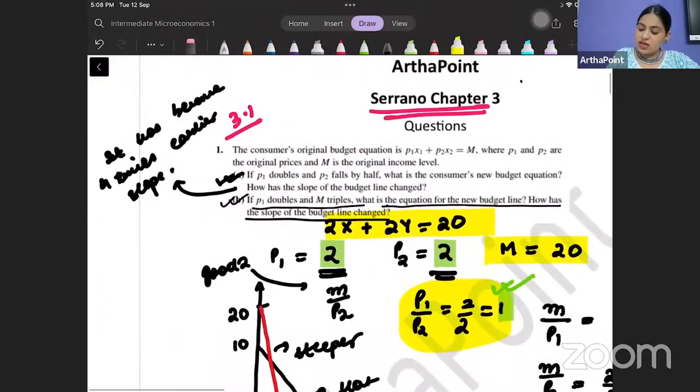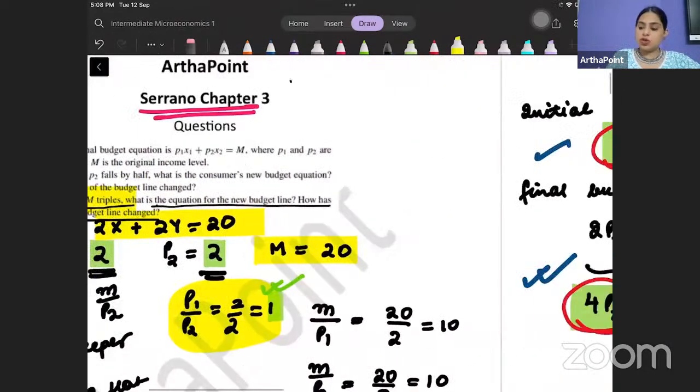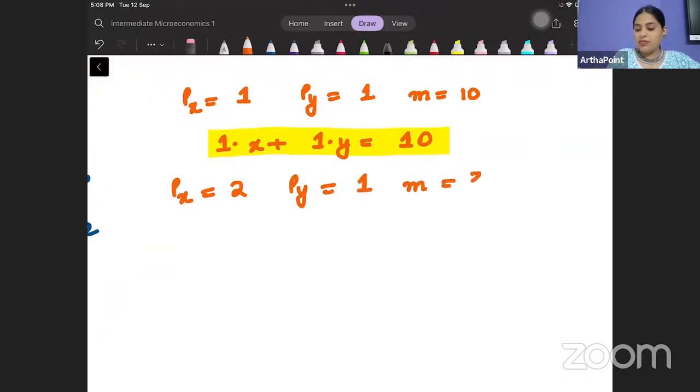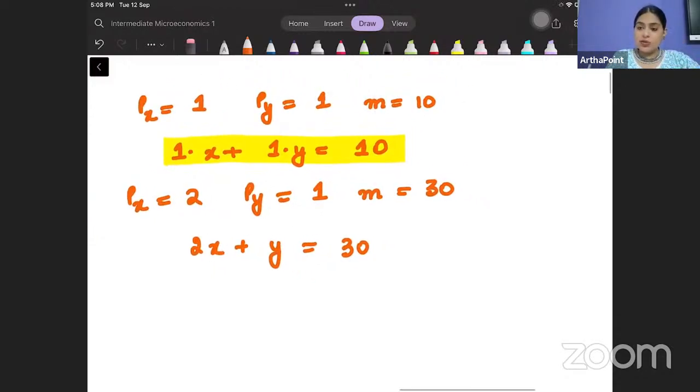Now what this is saying? It is saying price doubles and income triples. कर दो. Just double the price of good X. Price of Y को change मत करो. It hasn't asked us to do that. And income triples. So beta, what will be your new budget line? 2x plus y is equal to 30. So beta, what is happening to the slope?